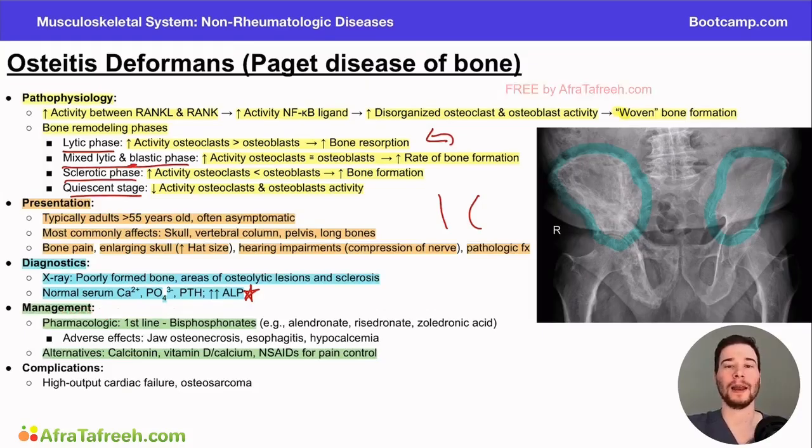Now, there's a couple unique complications to Paget disease of the bone that I want to mention here. The main one that I want you to know is that of high output cardiac failure. And the reason is because it's fairly unique. These can develop due to the formation of arteriovenous shunts within the bone itself. This can lead to an increased blood flow in the body, requiring the heart to put out more blood faster, ultimately leading to high output cardiac failure.